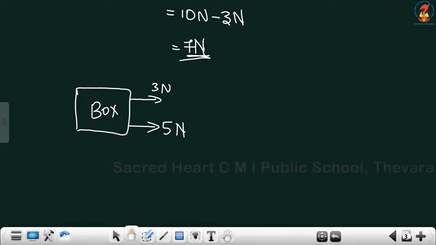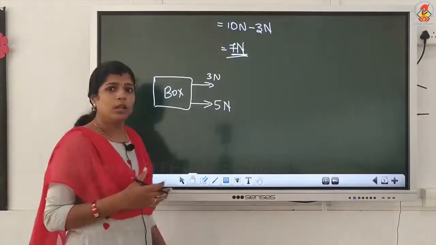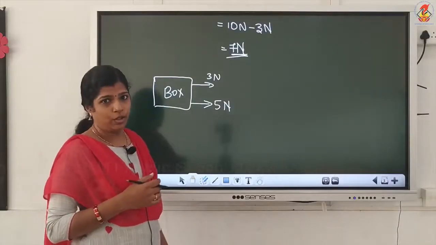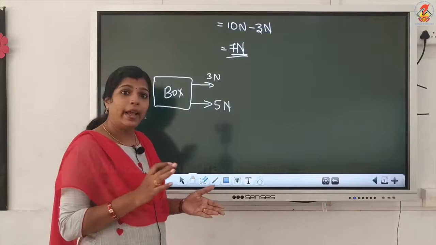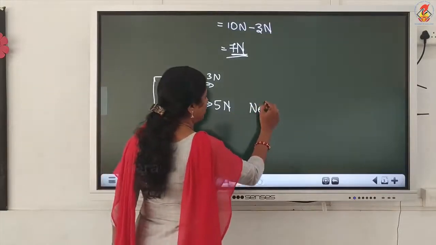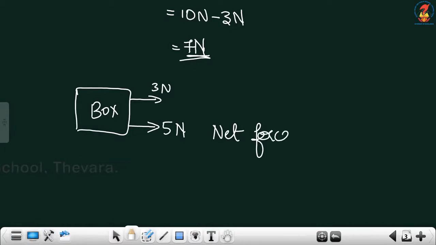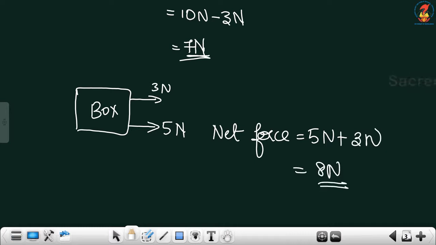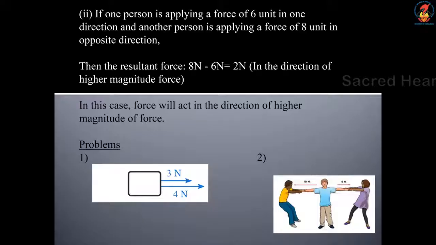So, how will you find the net force? These two forces are acting in the same direction, so we will find the net force by adding them together. Net force equals 5 Newton plus 3 Newton, that is equal to 8 Newton. Then one more question was there.